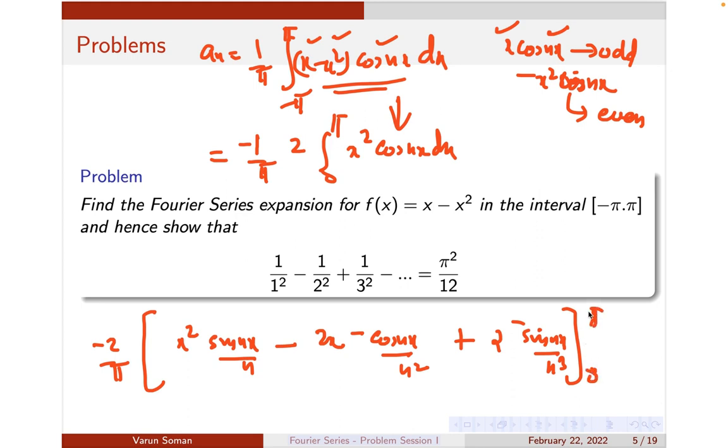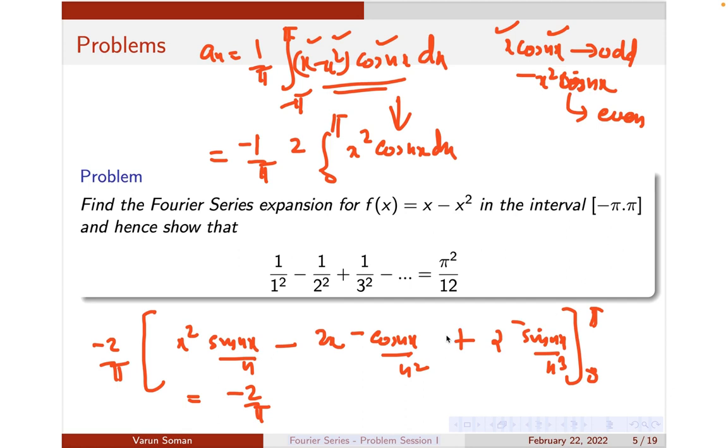Okay, so when you substitute 0 to pi, what will you get? You will be getting it as x square sin n pi; when you substitute pi here, it will be pi square sin n pi. So please write it down, only then you will understand. Okay, if you just listen to the lecture, you will not understand how this is computing. Only if you do it with me, you will understand. Okay, so please try to do it with me.